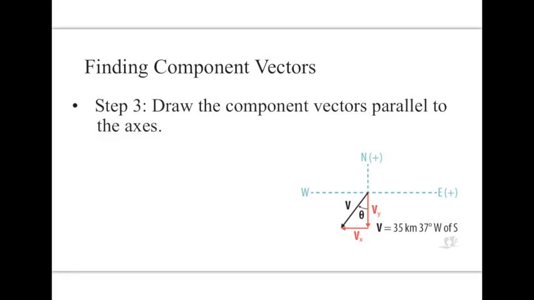Then you're going to draw the component vectors. So we have the resultant vector that we've drawn, and we're going to draw those components, the y component, the x component, and you can see that it has formed that right triangle.